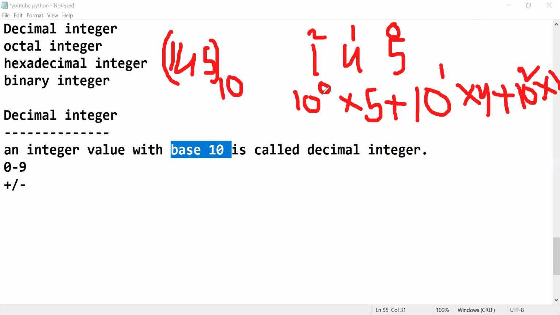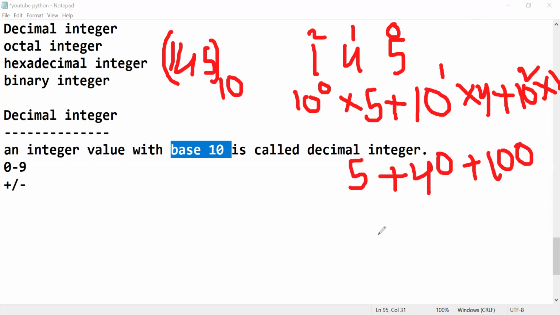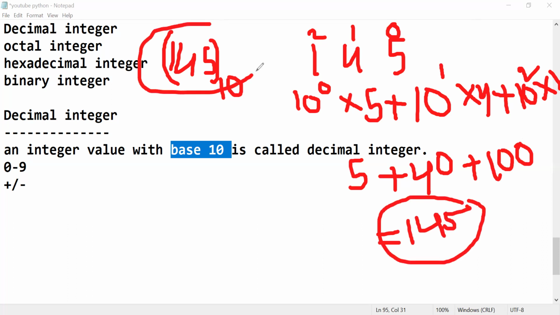Here, guys, we have 10 power 0, which is 1, into 5 gives 5. Here 10 power 1 is 10, and 10 into 4 we got 40. Here 10 squared is 100, and 100 into 1 is 100. How much do we get in total? We got 145, right? This 145 is equal, right? This is a decimal integer, guys.